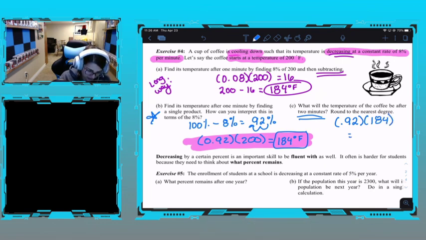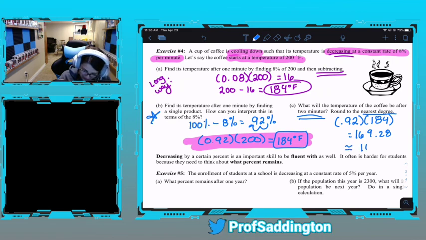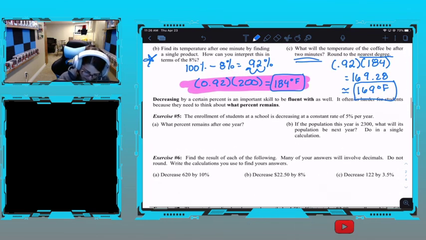And that is going to be 169.28, but it said to round to the nearest degree. So we're going to say about 169 degrees Fahrenheit. Okay.